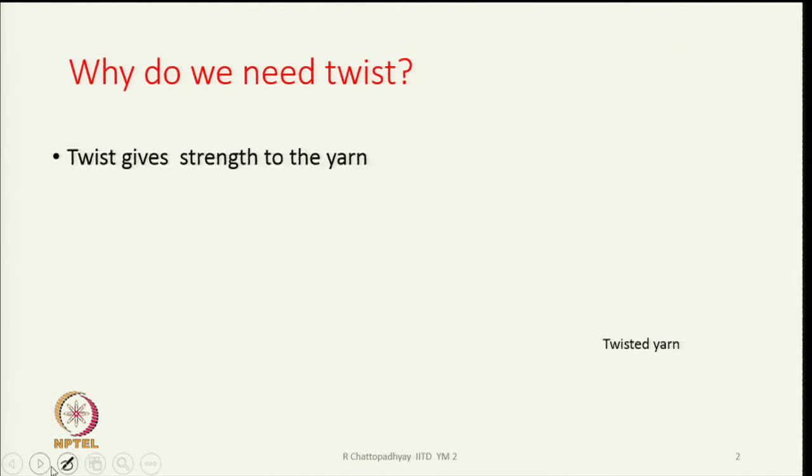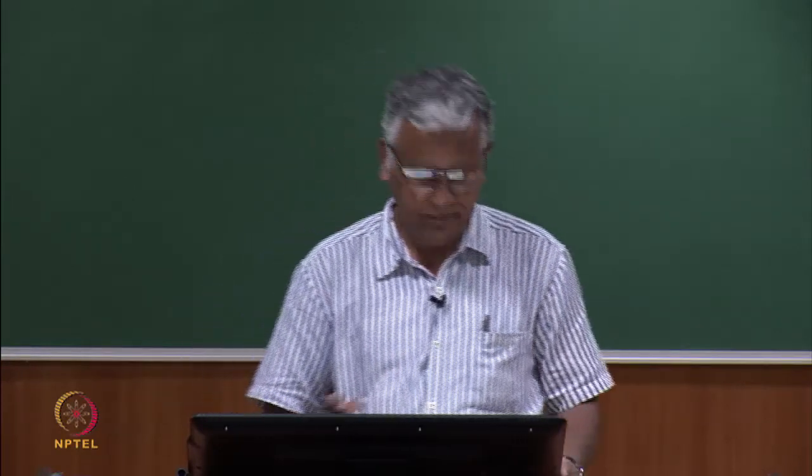Twist gives strength to the yarn. For spun yarn, this is very much required. In the case of filament yarn, twist is not really required to impart strength. But when we talk about spun yarn, which is made of staple fibers, twist needs to be given in order to impart strength.